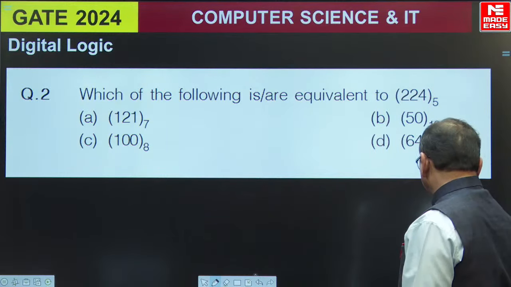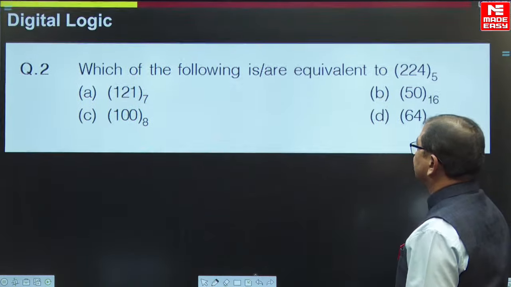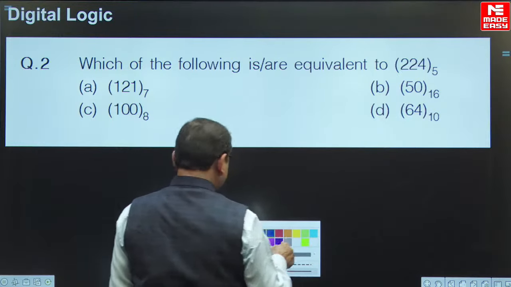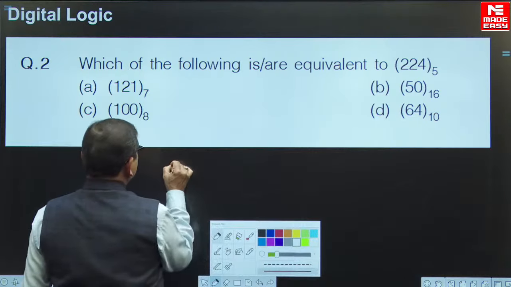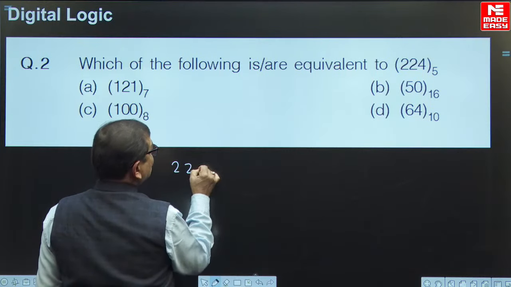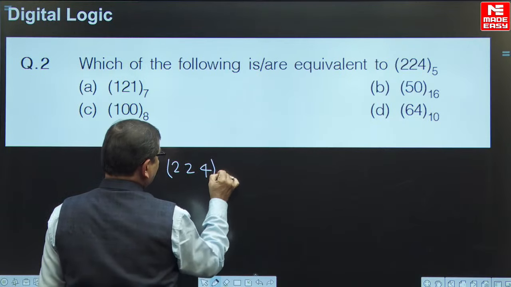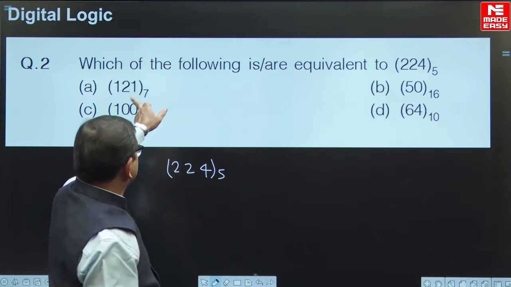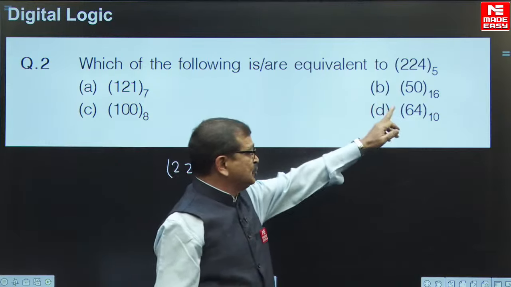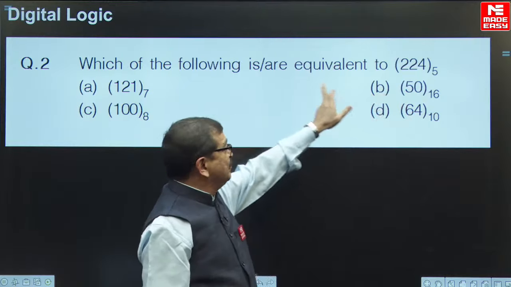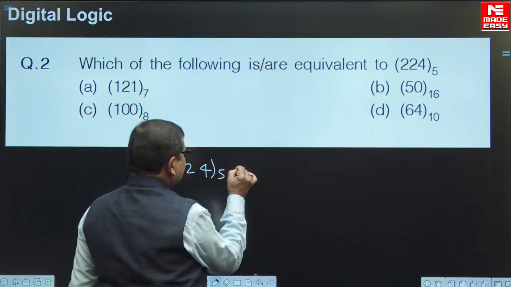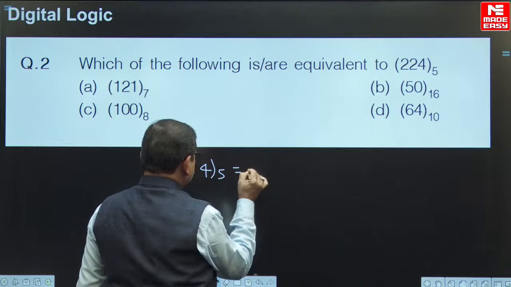The next question is based on the number system. Here a number is given, this number is 244 base 5. The same number, whenever it is represented with radix 7, radix 8, radix 16, or radix 10, which is true, is the question. For this number, first we need to identify its equivalent decimal value.